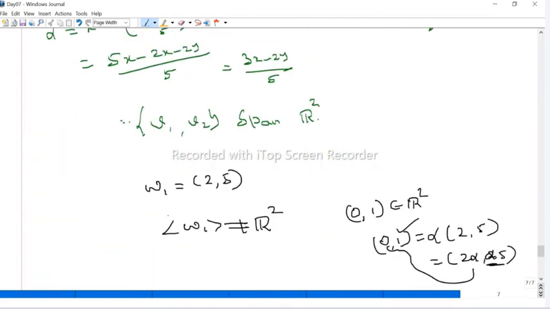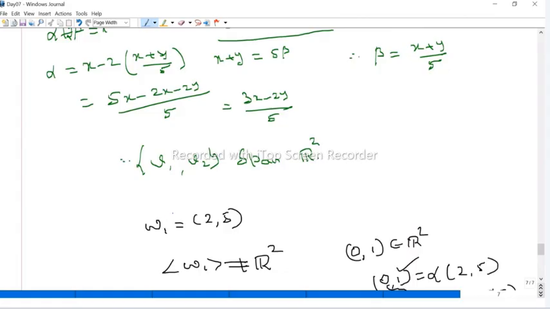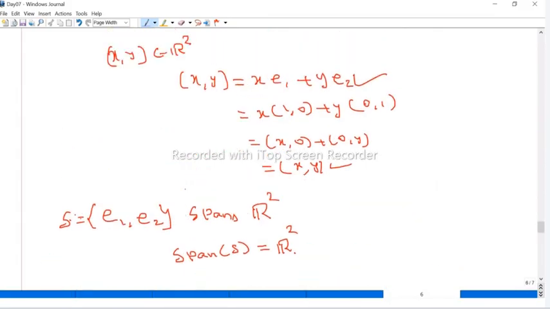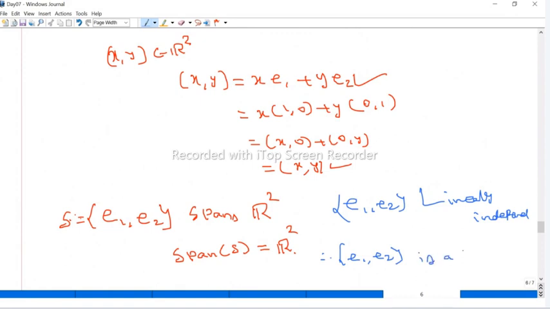Now look at e1, e2. It is both a linearly independent set and spans R2, therefore it is a basis. This e1, e2 spans R2, and we already proved that e1, e2 are linearly independent. Since it is both linearly independent and spans the entire space, e1, e2 is a basis. In a vector space there are many bases, even infinitely many bases.